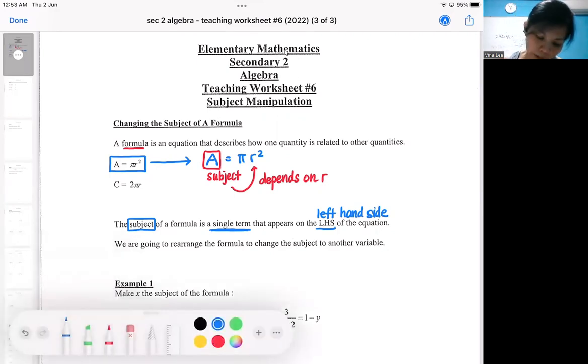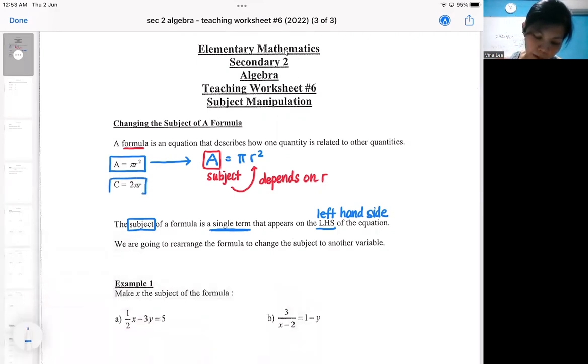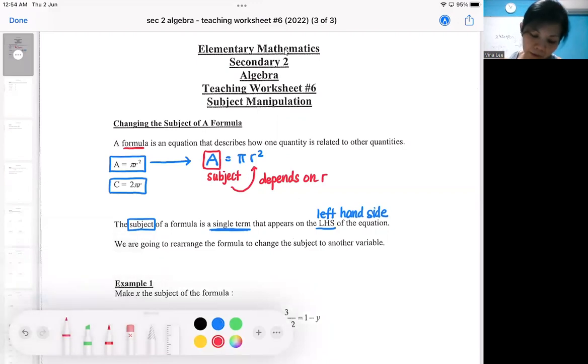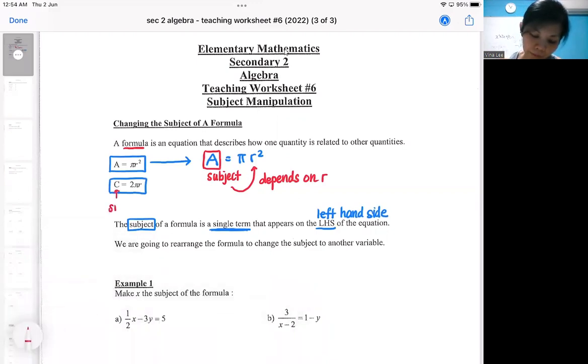This is also another formula. This is the circumference formula. If you look at the left side, this is the subject. The subject is like your main concern. Here my main concern is the circumference, and it is also dependent on the radius.